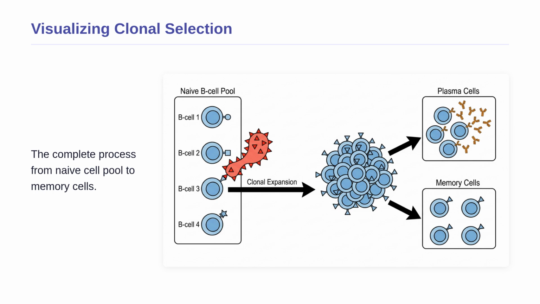Following the large arrow, you see this single selected cell undergoing clonal expansion, multiplying into a massive cluster of identical clones. Finally, these clones differentiate into plasma cells that secrete antibodies to fight the current infection, and memory cells that will stay behind to protect you for the rest of your life.